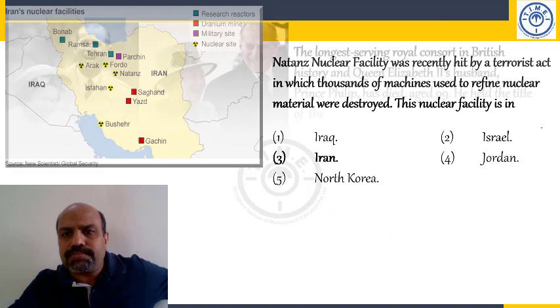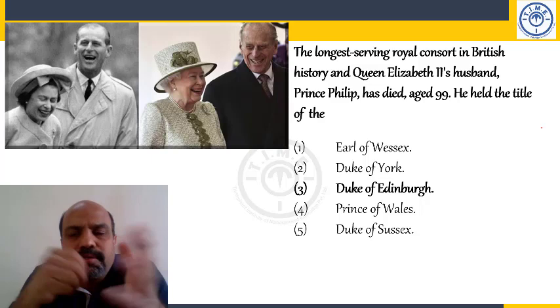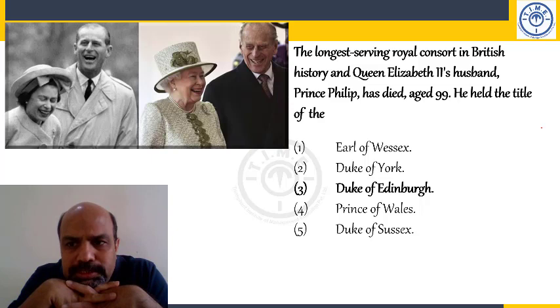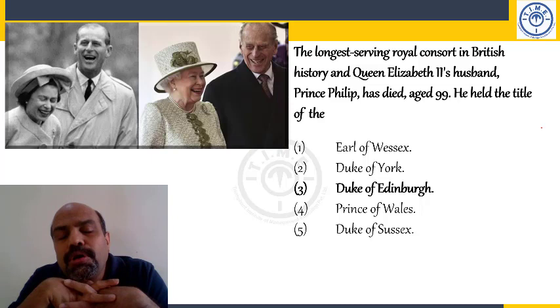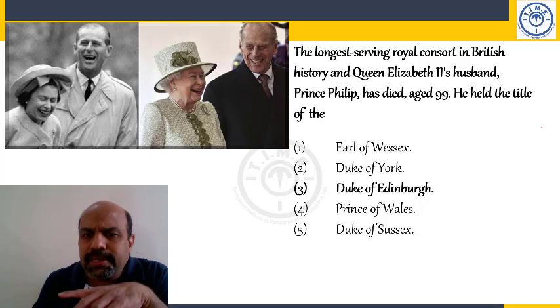The longest serving royal consort, spouse, in British history and Queen Elizabeth II's husband, Prince Philip, has died, aged 99. He held the title of the Duke of Edinburgh. Now, you can pronounce it Edinburgh also, no harm, but typically Edinburgh.